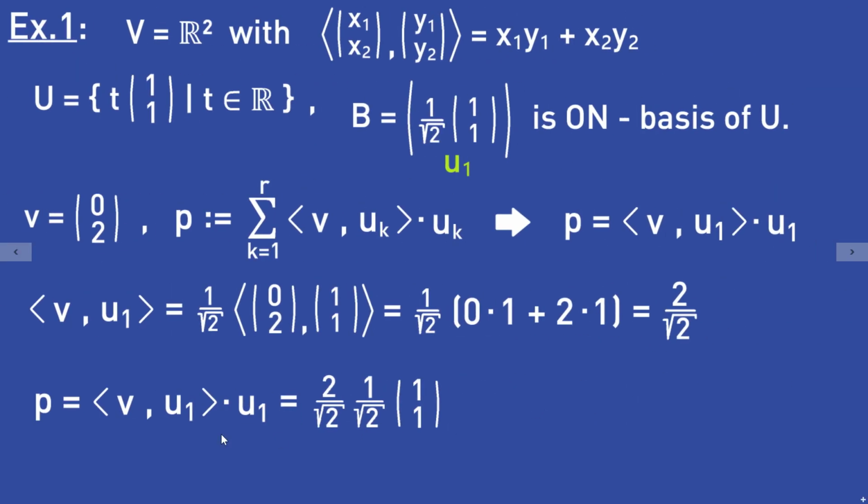Now the vector p is equal to that here. When we plug in everything we know, 2 divided by the square root of 2 is the scalar product, and 1 divided by the square root of 2 times the vector (1, 1) is the vector u1. We can rewrite this a little bit, and in the end we get that p is equal to the vector (1, 1). So that vector p is the orthogonal projection of the vector small v onto the linear subspace U.